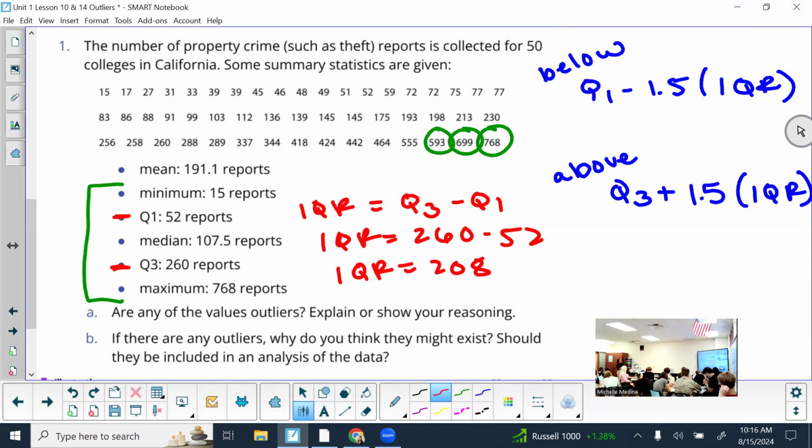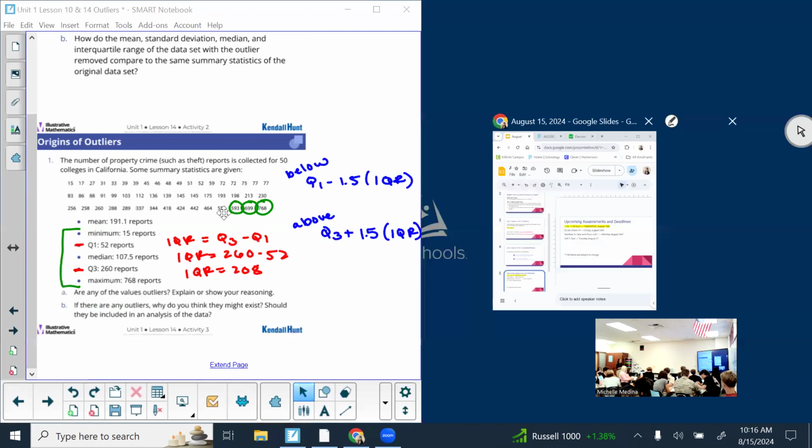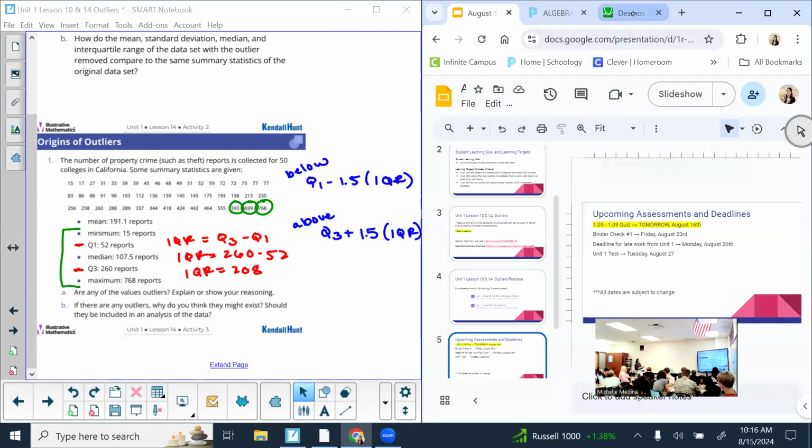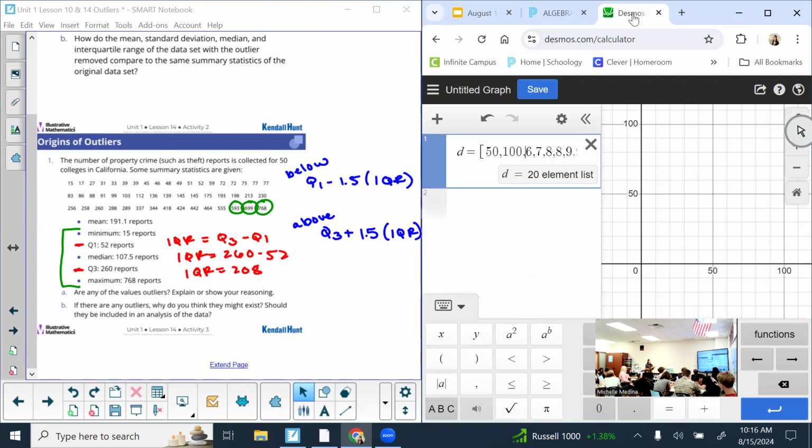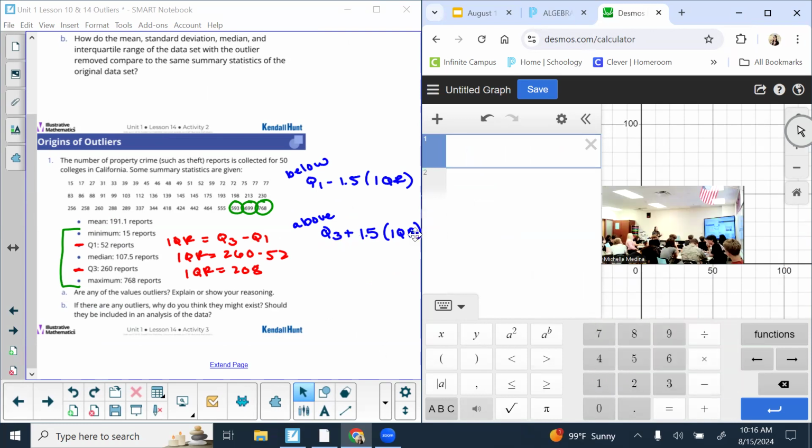So if we're checking on the higher end, if a value is greater than 1.5 times the IQR plus whatever Q3 is, then it's an outlier. So let's see. My Q3 is 260 plus 1.5 times our IQR, which is 208. Any numbers above 572 are outliers.